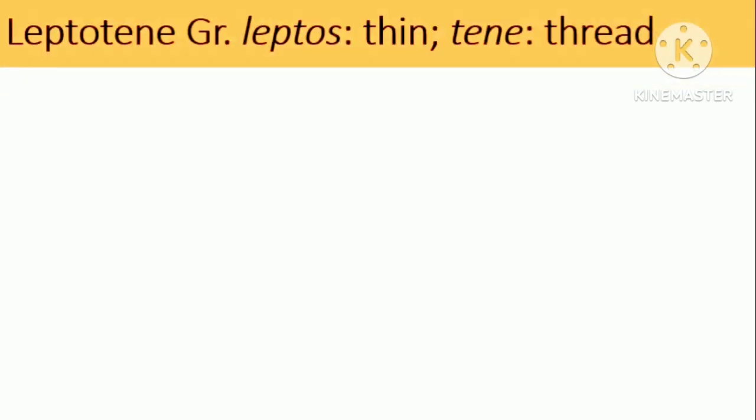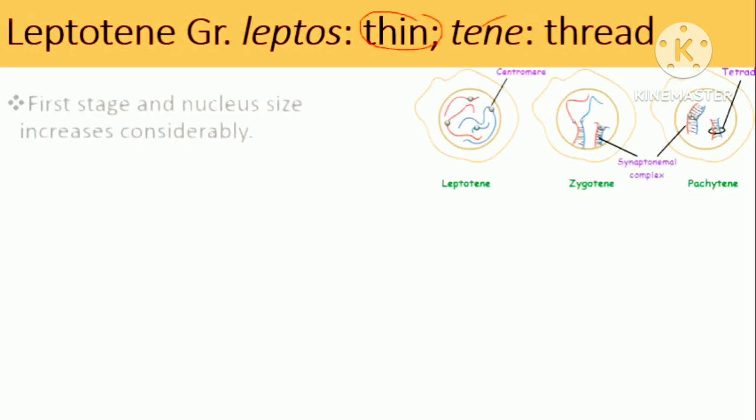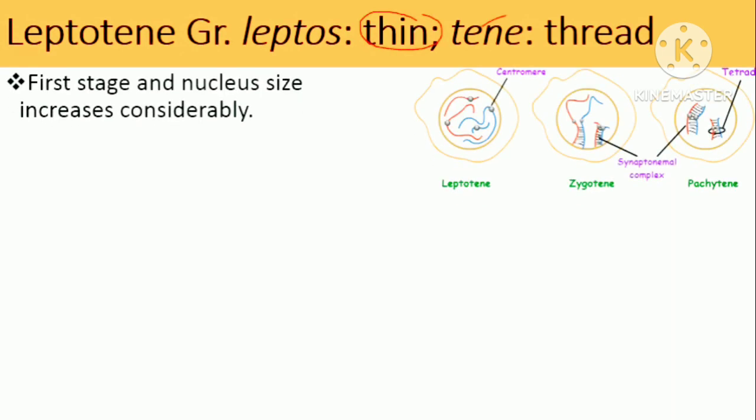So the first stage, that is leptotene. Leptos in Greek means thin. Tene means thread, thin threaded stage. In this first stage, nucleus size increases considerably. Here, the cell is metabolically active and it increases in its size.